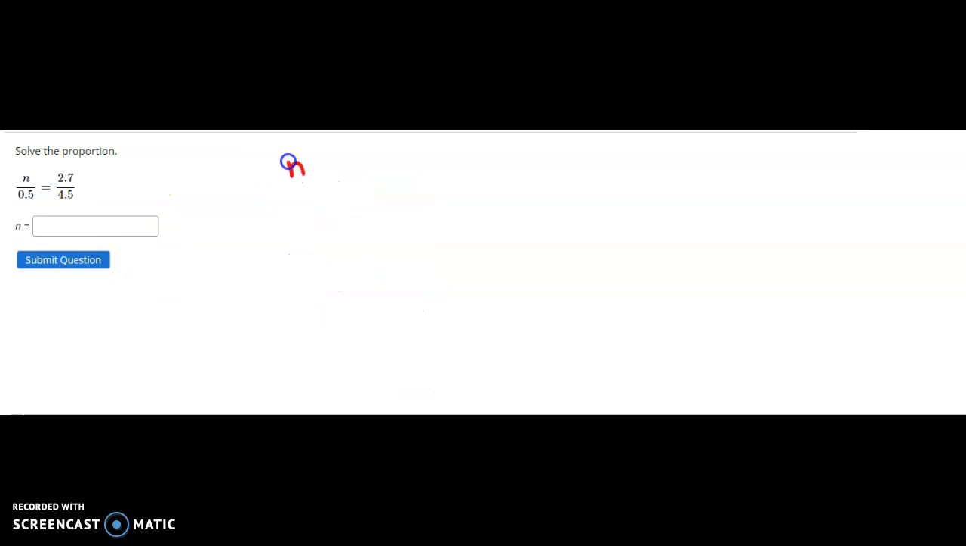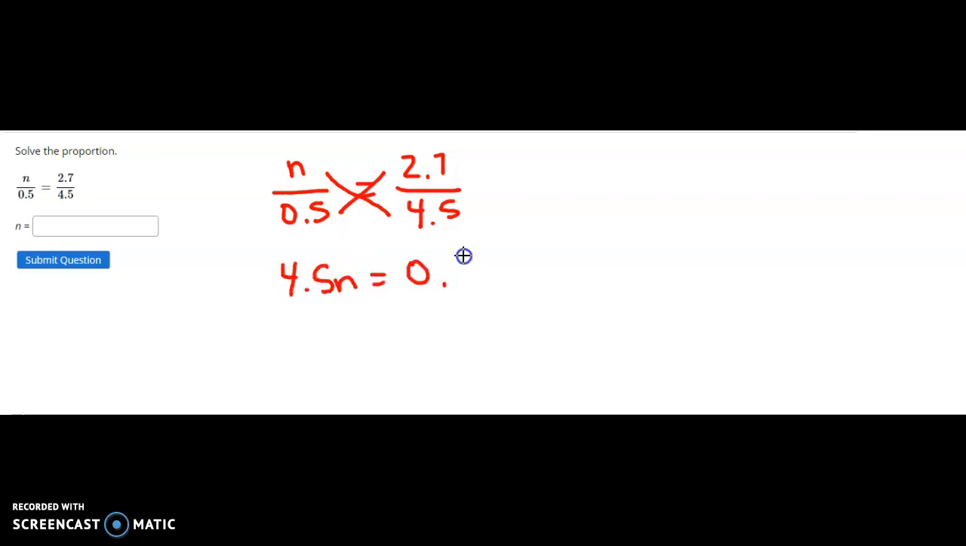Okay, here we have another proportion, n over 0.5 equals 2.7 over 4.5. The decimals might look a little more intimidating, but we're going to solve it in exactly the same way. Since we know it's a proportion, we're going to cross multiply it. So we have 4.5 times n equals 0.5 times 2.7. So 0.5 times 2.7 is 1.35. Oops, that's a 1.